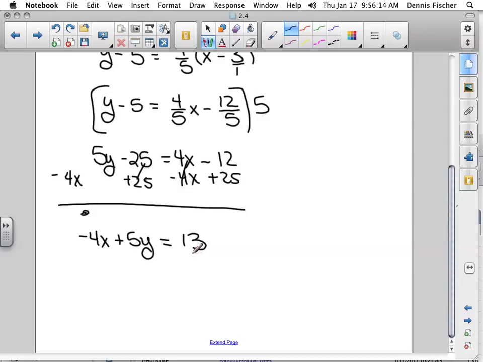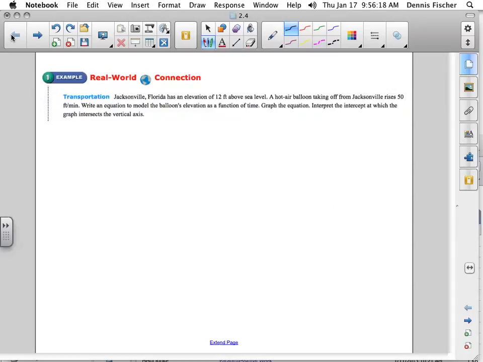We're going to work with something today. What we're going to do today is write equations from word problems. We're going to write equations for word problems. And we're going to start with this one. I know it's in the book, but it's talked about here.